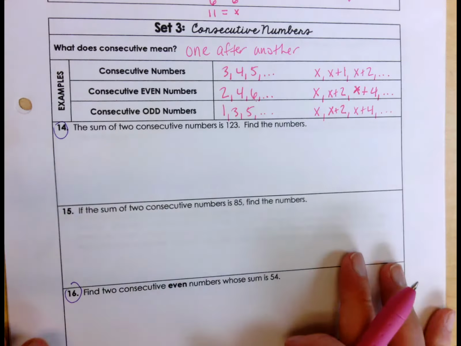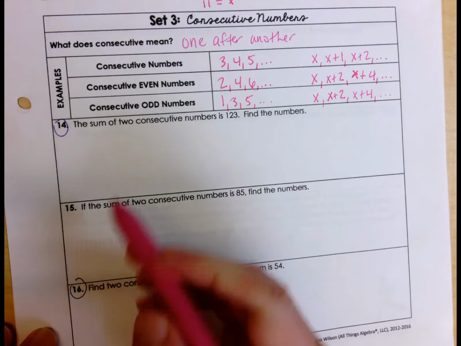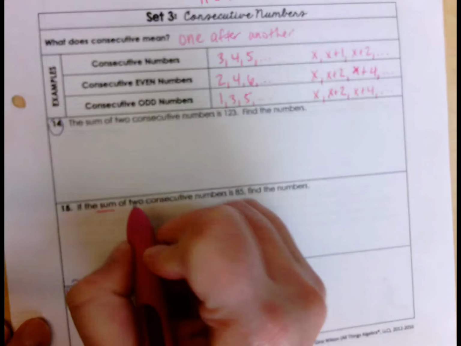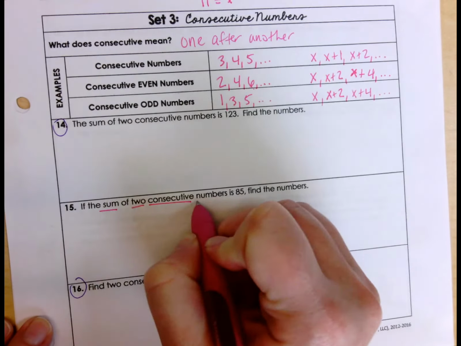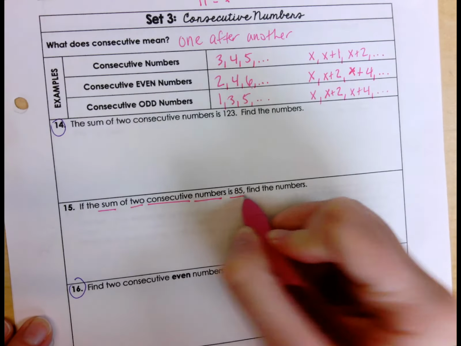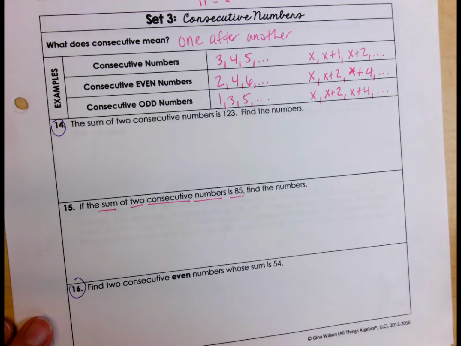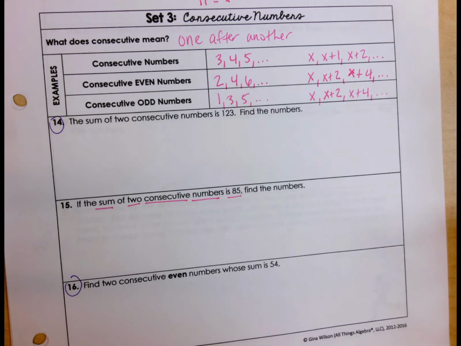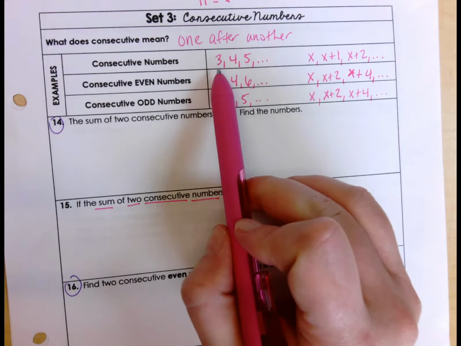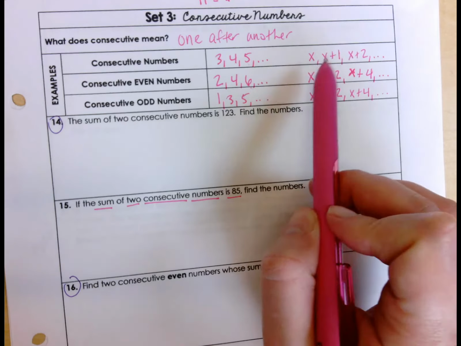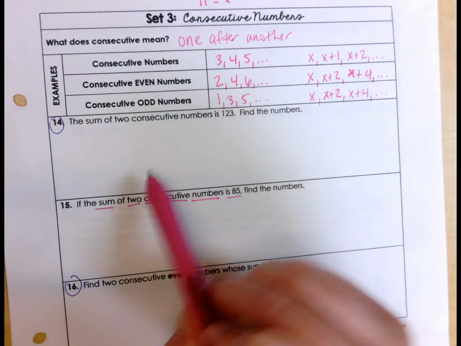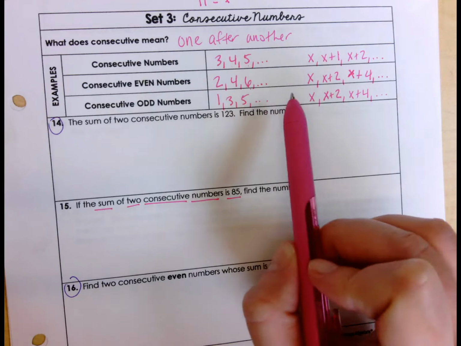Starting with 15, the sum, here we go with sum again, of 2 consecutive numbers is 85, and we are looking for the numbers. I know that there are 2 numbers. They go back to back, numbers like 3, 4, 5, 6, 7, 8. There are 2 of them, and if we add them together, we get 85.